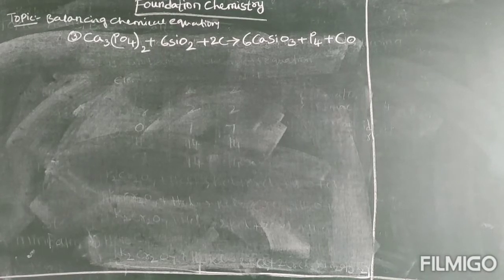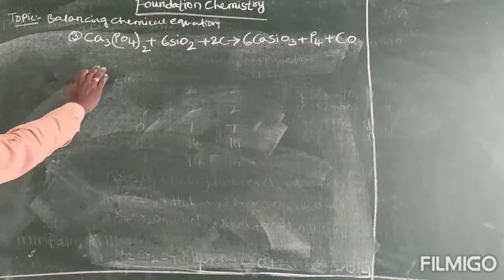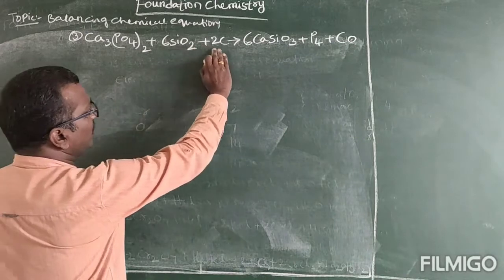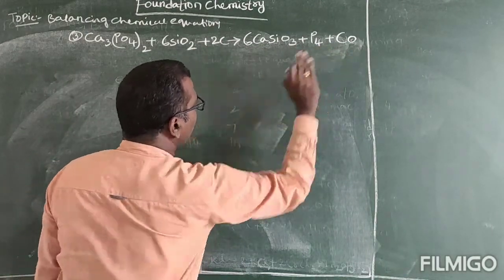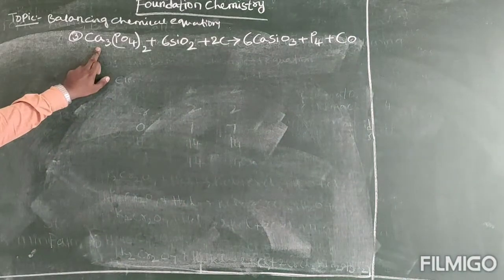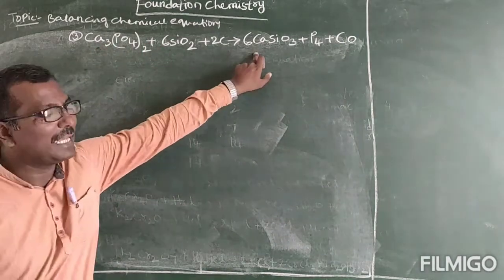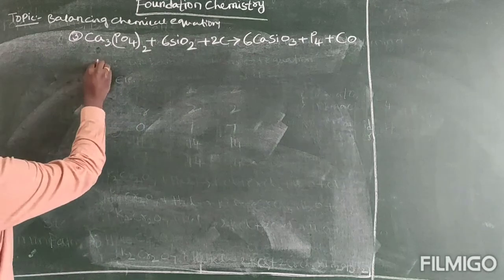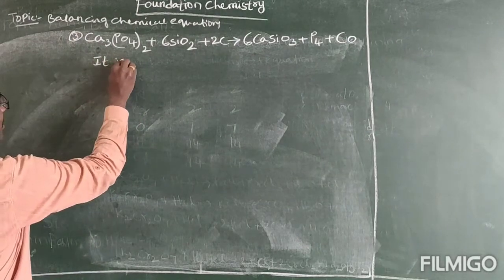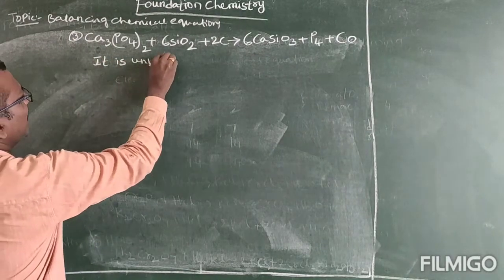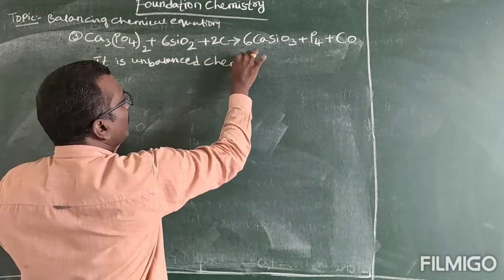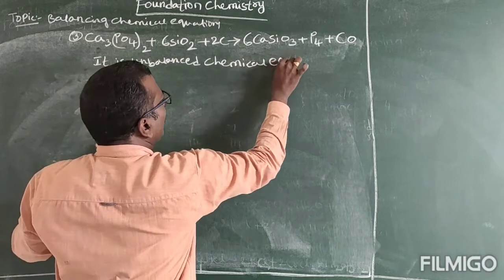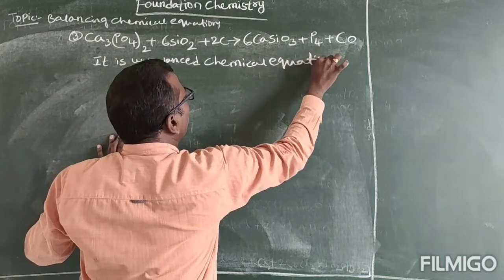Now the third equation, that is Ca3PO4 taken twice, 6SiO2, 2C gives rise to 6CaSiO3 plus P4 plus CO. Now here you see Ca3 but there 6, so it is unbalanced. It is an unbalanced chemical equation.